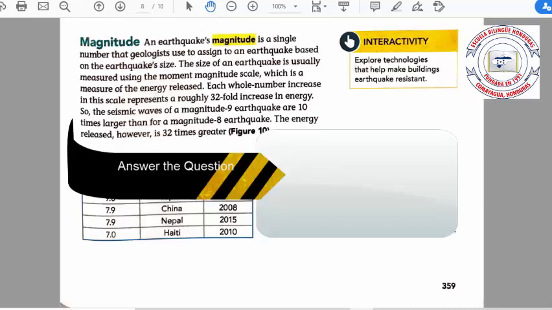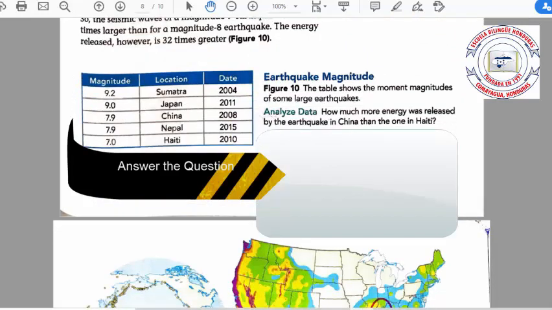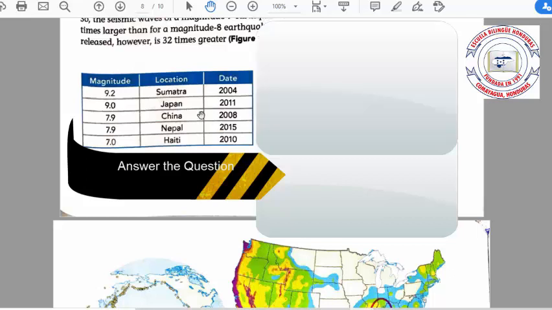You have another activity, guys. You have another table. Complete the data. You have to analyze the data and find how much more energy was released by the earthquake in China than the one in Italy. You have to take a look at this table.